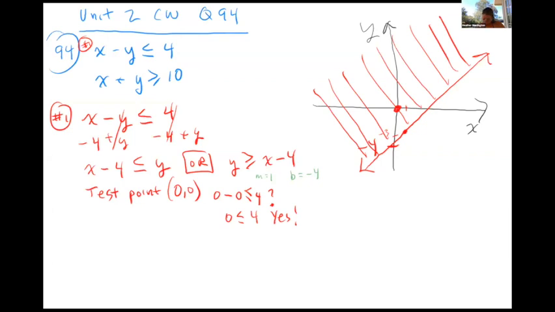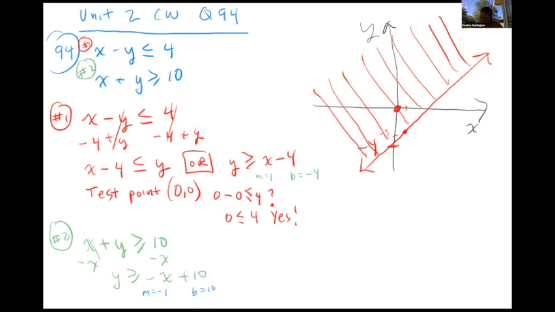Okay, now what color can I use? I'll use green for number 2. Here we have X plus Y is greater than or equal to 10. I'm going to put that in slope-intercept form. I just have to subtract the X. And so we have Y is greater than or equal to negative X plus 10. Okay, so that means we have our M equal to negative 1 and our B equal to 10.